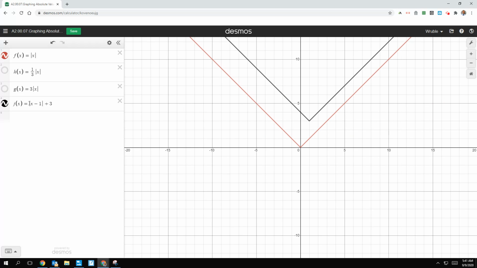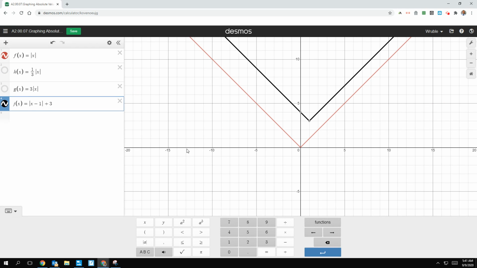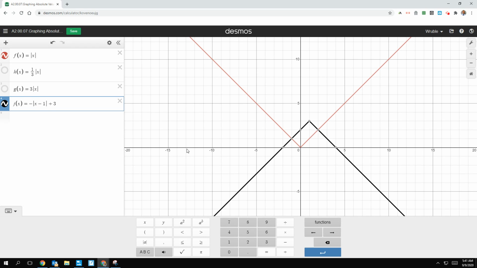And if we put a negative value out front, if we put a minus 1, that ends up turning the graph upside down. So now we have a negative slope. So from the vertex, we go down 1 over 1.